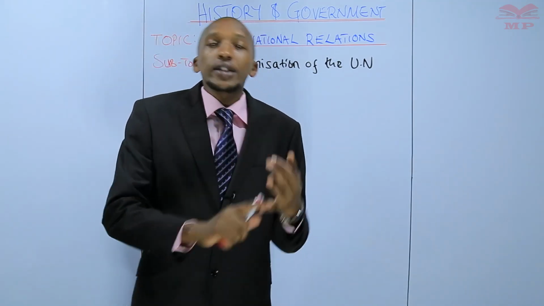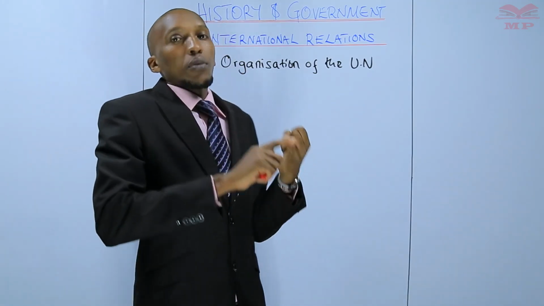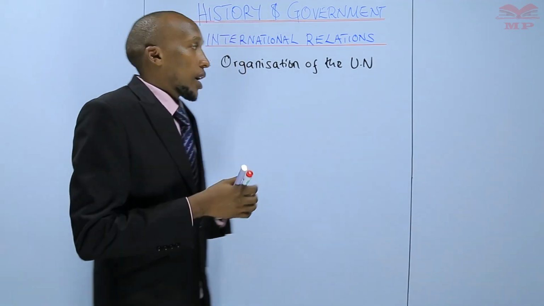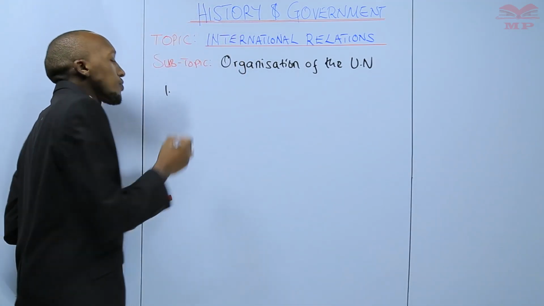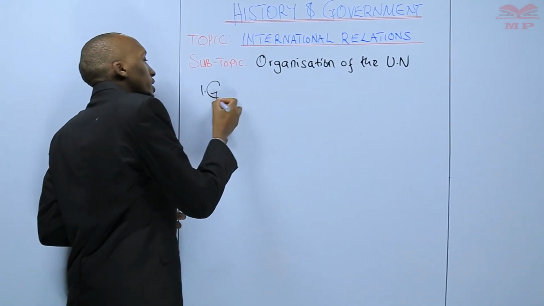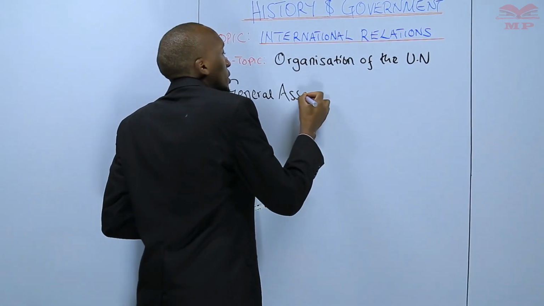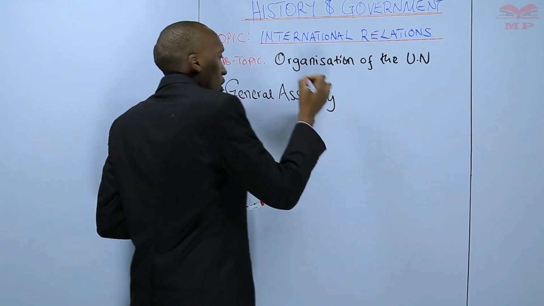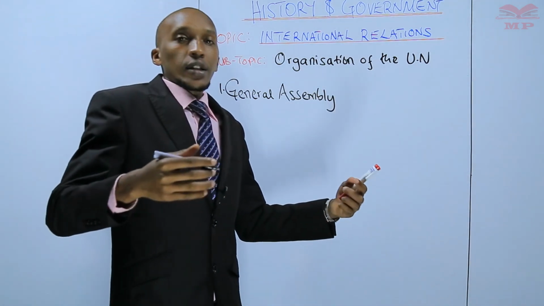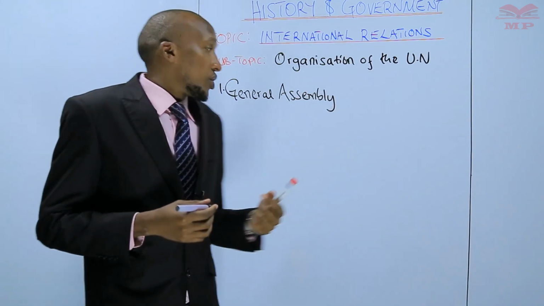We mentioned 6 organs that form part of the United Nations. Are you able to remember them? The 6 organs. The first one was the General Assembly. Very good. The General Assembly. That is the first organ. And we said it encompasses all the member states of the United Nations.